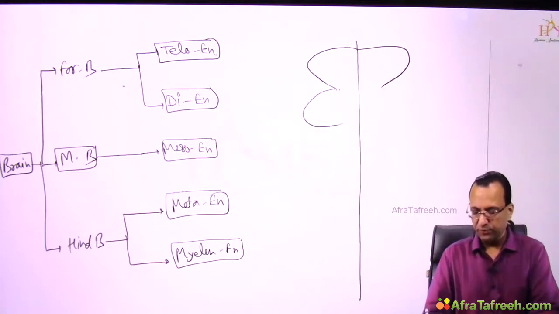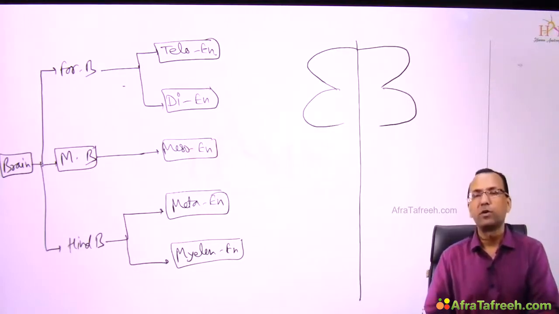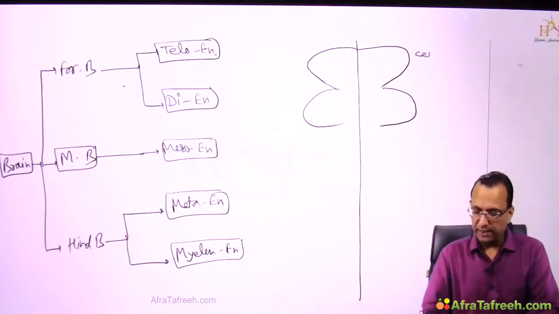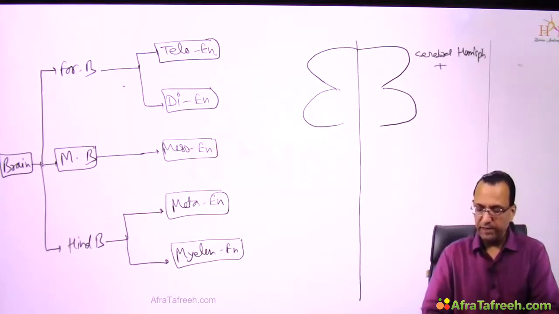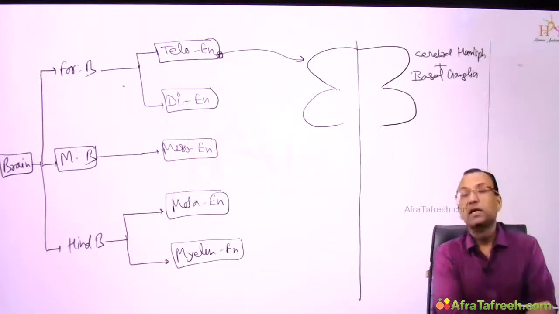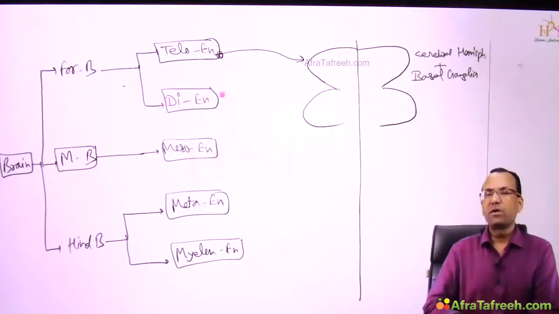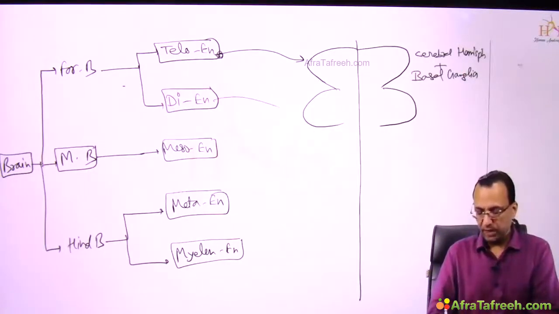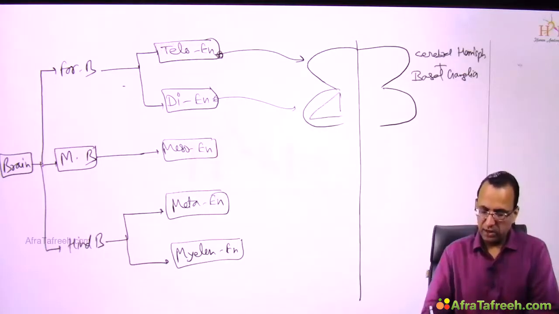If you say this is the forebrain, which part of the forebrain are you talking about? When you say cerebral hemisphere and the basal ganglia, that is the telencephalon part of the brain. Then what is the diencephalon? The diencephalon is here. And what is that? That is the thalamus, and not only the thalamus but any related thalamus.